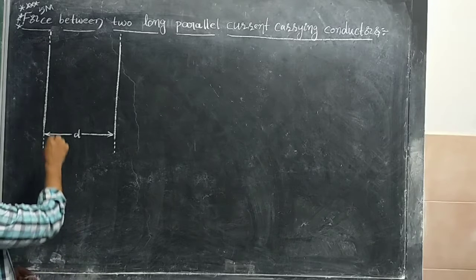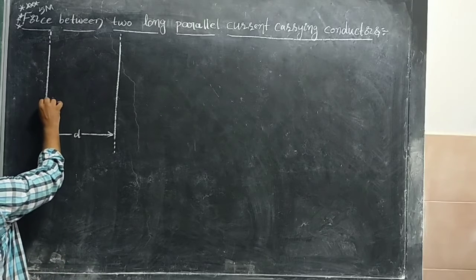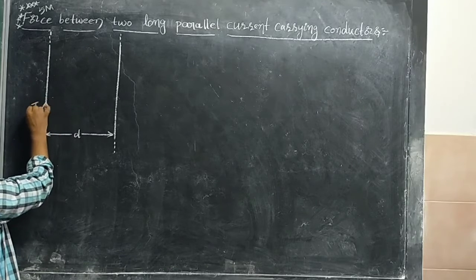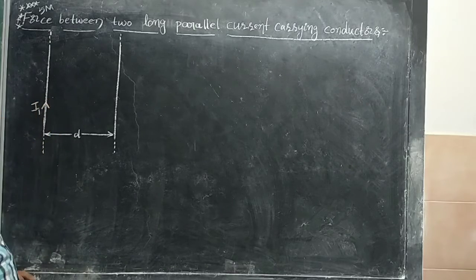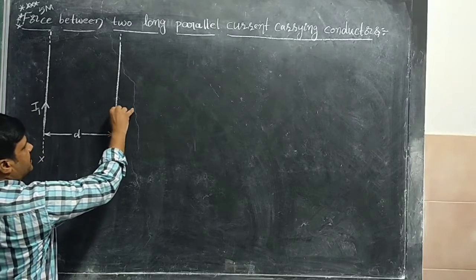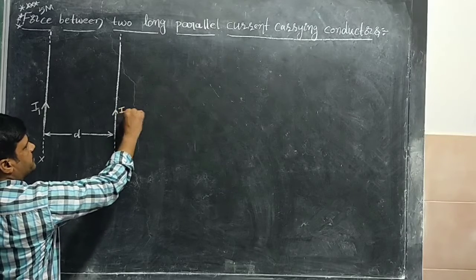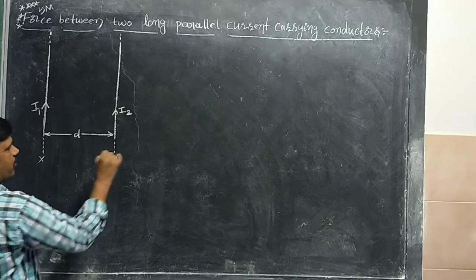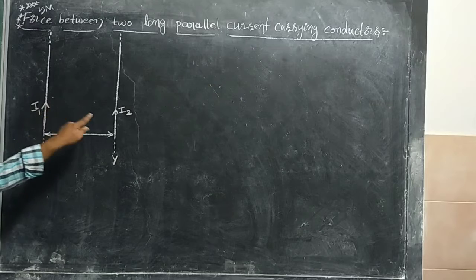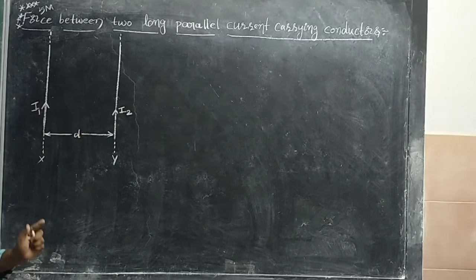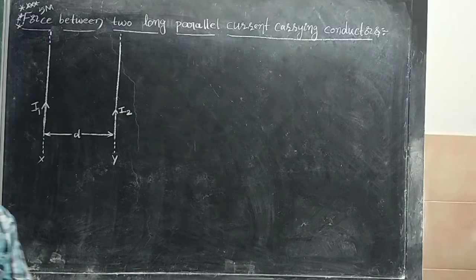Thereafter, let us see what current is flowing in the first conductor. The current in the first conductor is I1, flowing in the upward direction. The current in the second conductor is I2, which is also flowing upward. That means in the two current carrying conductors, current is flowing in the same direction.